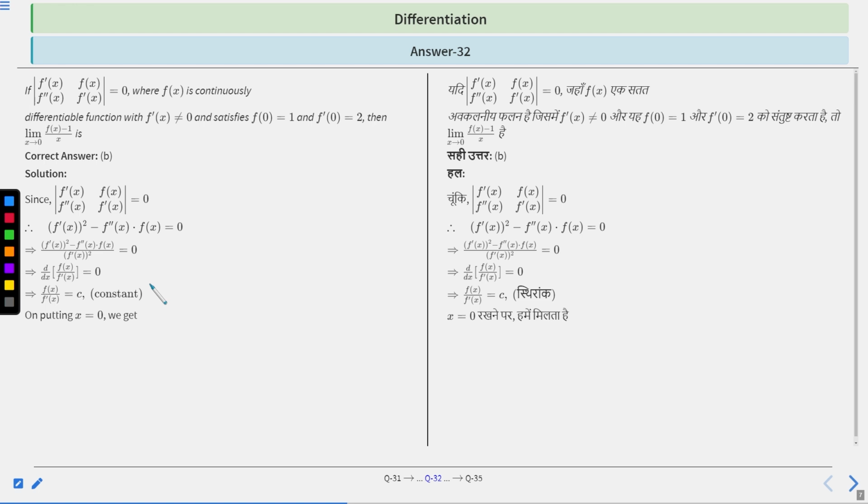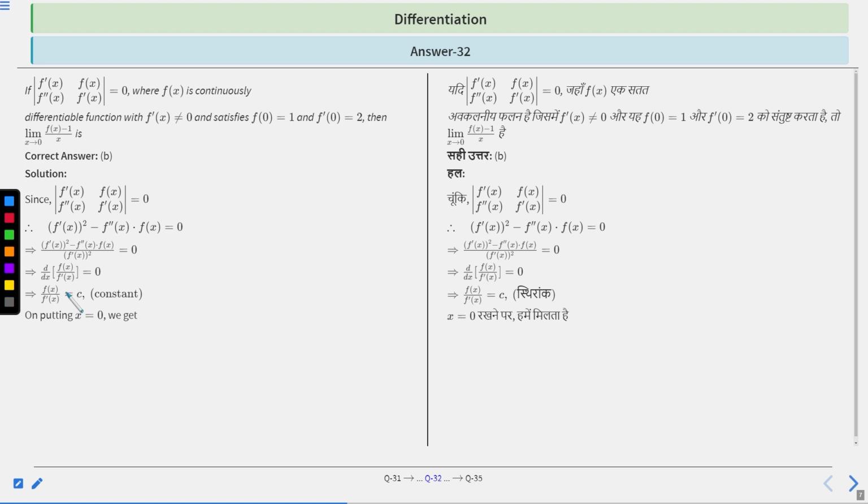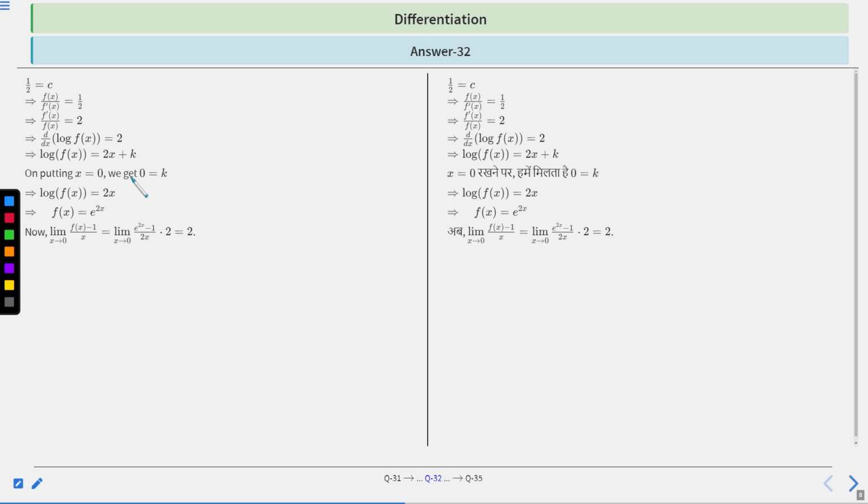Now on putting x equal to 0, we will get f(x) upon f'(x), which is 1 upon 2. So c is equal to 1 by 2. Clear? So f(x) upon f'(x) equal to 1 by 2. Now f'(x) upon f(x) is equal to 2. Clear? Now let's differentiate both sides. So f'(x) upon f(x) can be written as d upon dx of log f(x), right, is equal to 2.